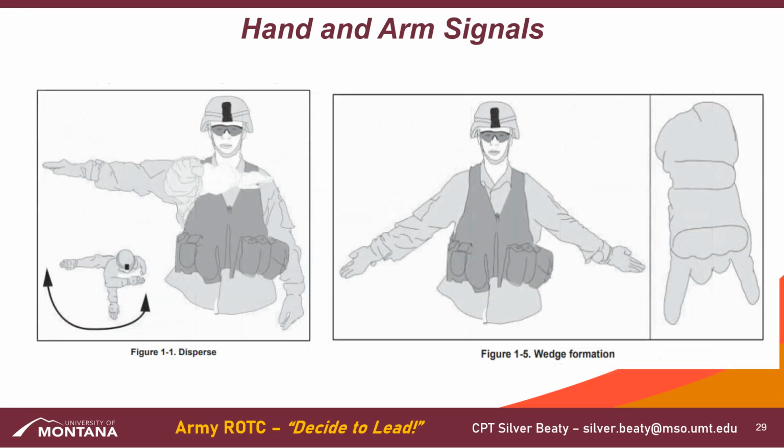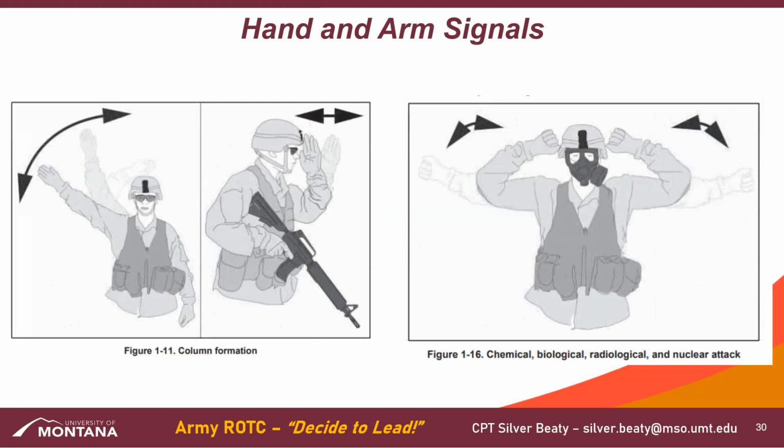And a couple more that you might see, that one there on the left, disperse, moving that arm straight across and out. You've got wedge formation, which is usually seen in two different ways, there with the arm straight back and out, and or using just your hand to show wedge formation. Column formation can be shown two different ways. There is a pretty universal hand and arm signal for gas, gas, gas, which is also any type of CBRN attack: chemical, biological, radiological, or nuclear.